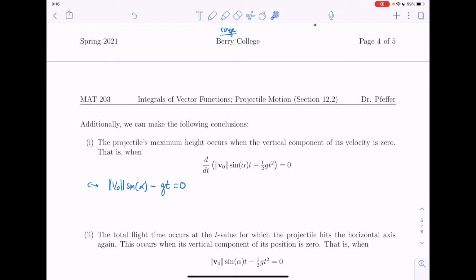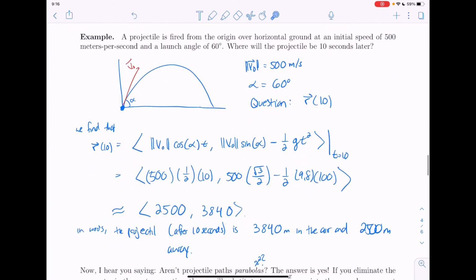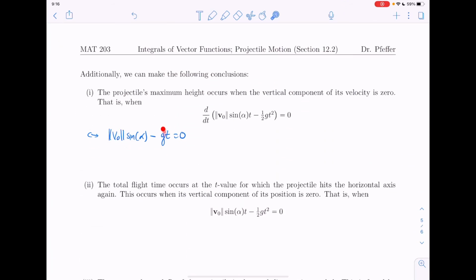Notice that, by the way, I started with the position and differentiated it to get velocity. You could have just come up to our computation and stolen the actual velocity vector here. And if you look at the vertical component of that, which is negative gt plus the vertical component of v naught, that would be exactly what we're considering right here. And so we're setting that vertical component of its velocity to 0. And if we solve that equation, t is going to be equal to the magnitude of the initial velocity v naught times sine of the firing angle over g.